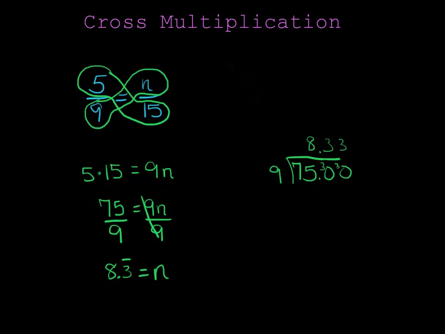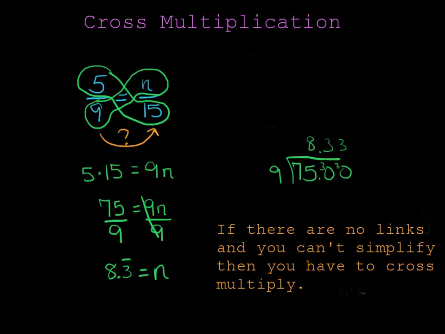We had to use cross multiplication to solve this problem because between 9 and 15 there was no easy link, and furthermore 5/9 could not be simplified. If there are no easy links and the problem can't be simplified, then you must cross multiply to solve.